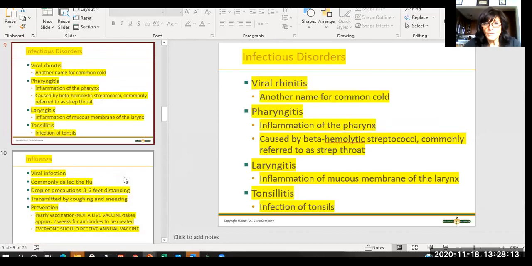So, infectious disorders. When you see itis at the end of a word, that means inflammation or infection of. Viral rhinitis is just a cold, common cold. Rhinitis, that's your nose. So you have a viral infection in your nose, common cold. Pharyngitis, inflammation of the pharynx. Most common, strep throat, right? Laryngitis, inflammation of the larynx. It's the voice box. And then tonsillitis, infection of the tonsils, right? Just know those terms.